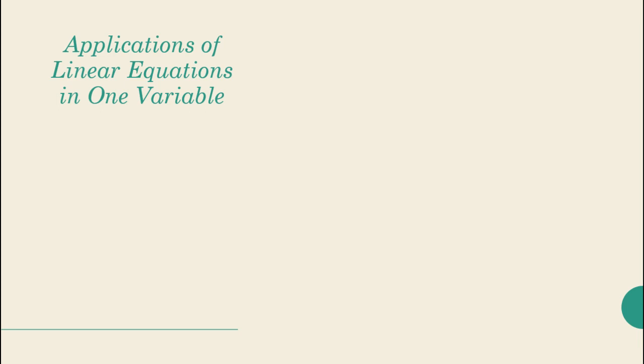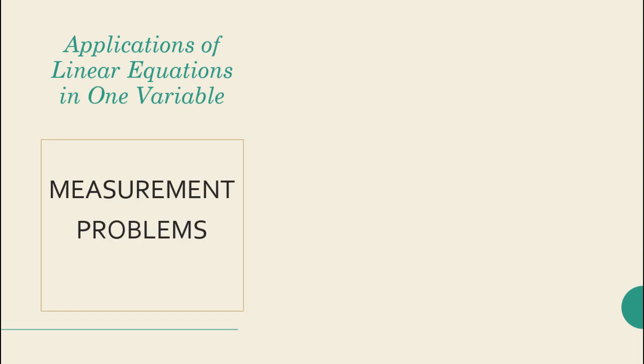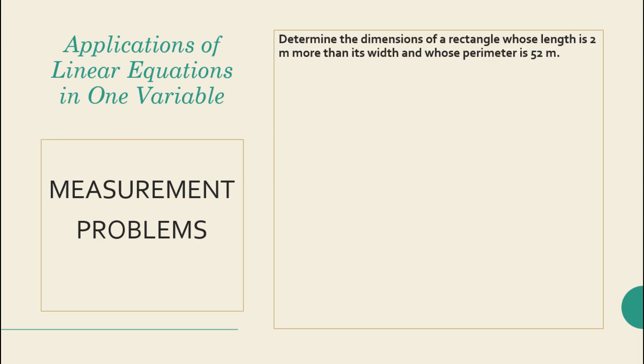Okay. Next, we have measurement problems. So, determine the dimensions of a rectangle whose length is 2 meters more than its width and whose perimeter is 52 meters. Now, when we talk about dimensions of a rectangle, there are two dimensions, the length and the width. Meaning, the parts of the rectangle that are measured are called dimensions. Now, so, measurement problem. So, first, let x be its width.